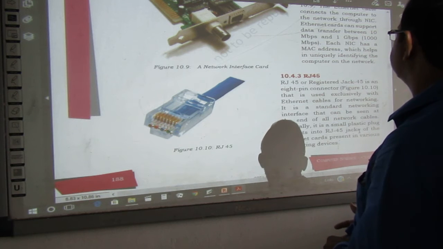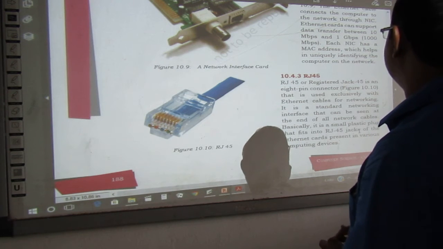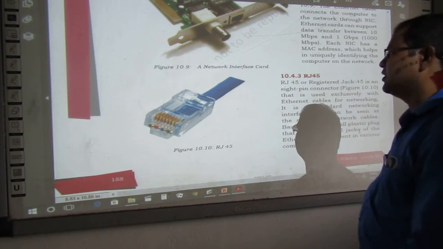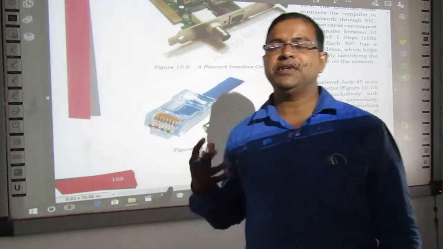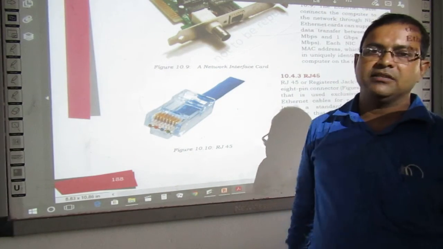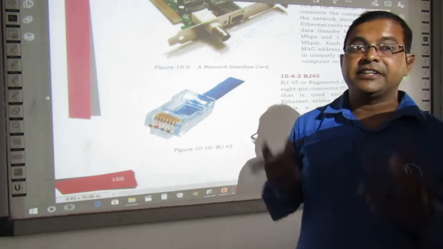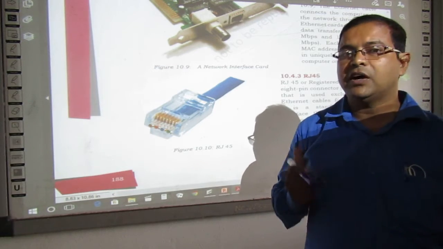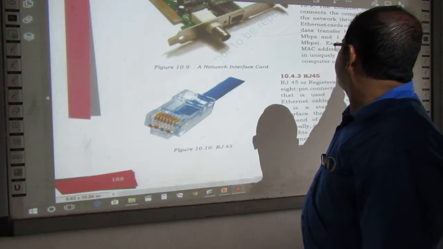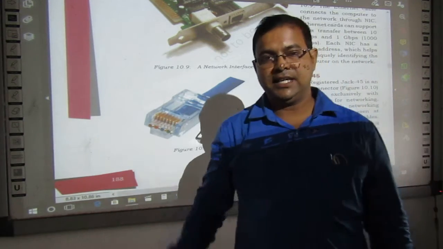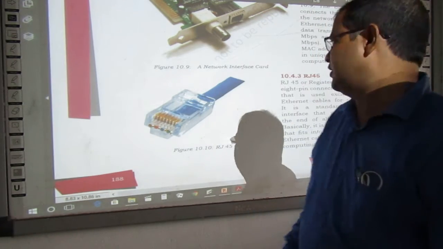And each NIC has a MAC address which uniquely identifies the computer on the network, so that whenever our computer is stolen, the police can trace it if it is connected to the internet. How? Through the NIC they can get that MAC address and identify the computer's location.